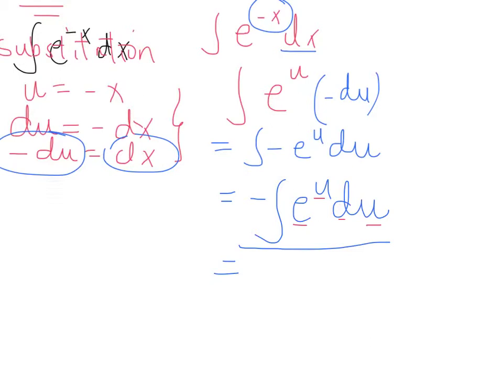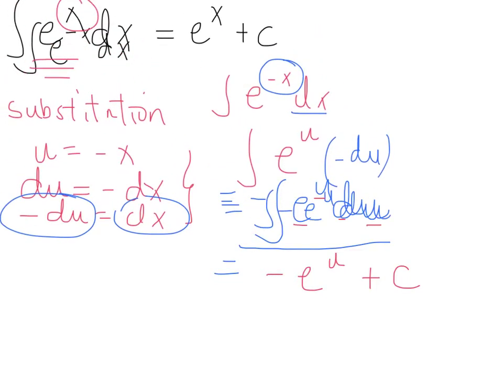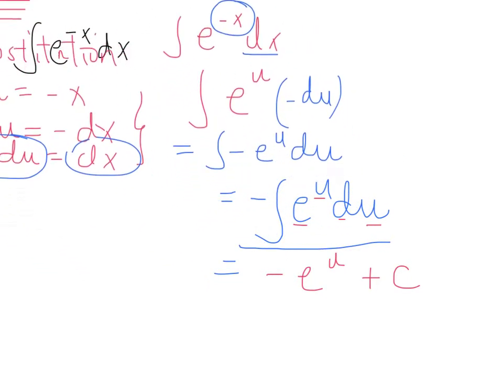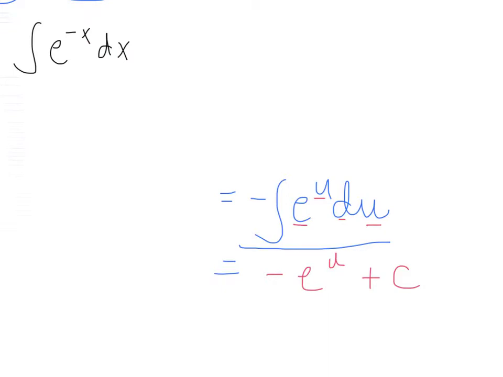So the rule for e to the x can now be applied. So the integral of e to the u will be itself. So it's e to the u and then plus c. But we started with the given that is e to the negative x dx. So that means the u should return to its original value, which is equal to negative x. So finally, this is equal to negative e to the negative x plus c.